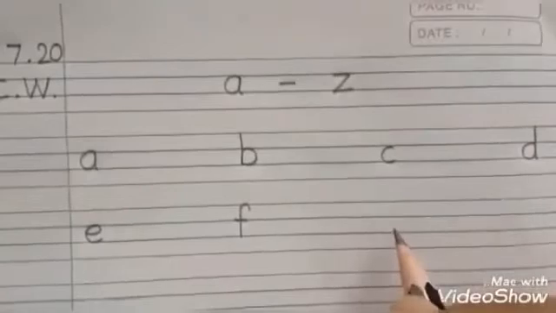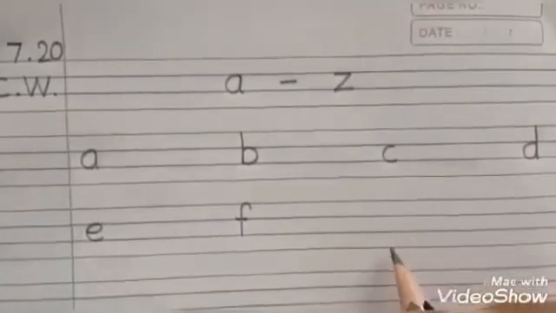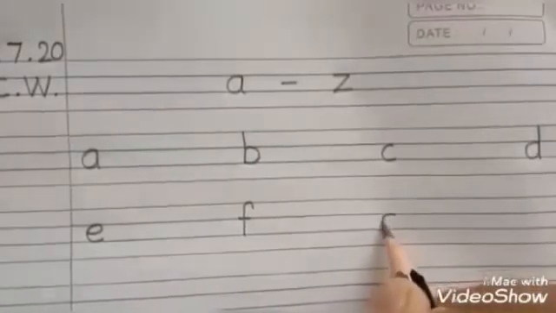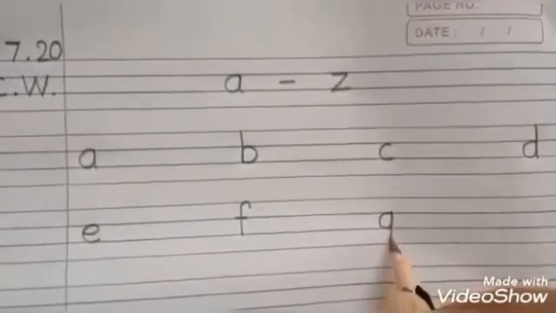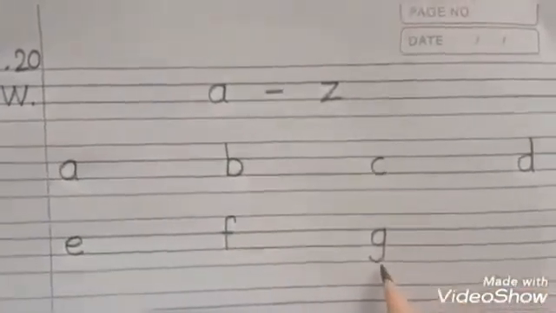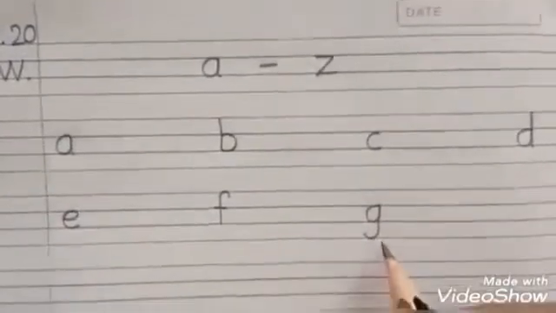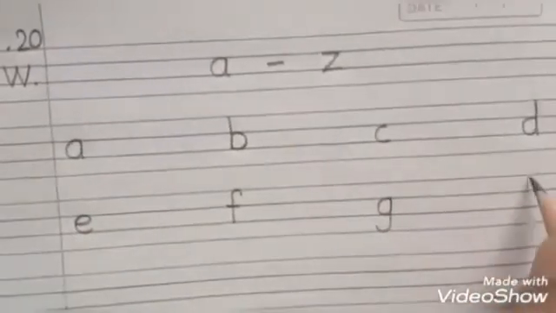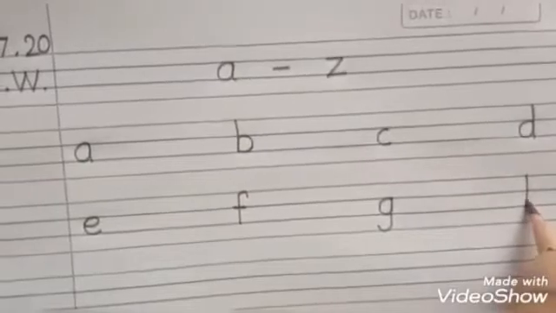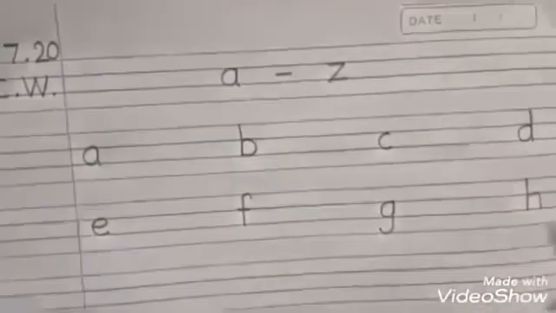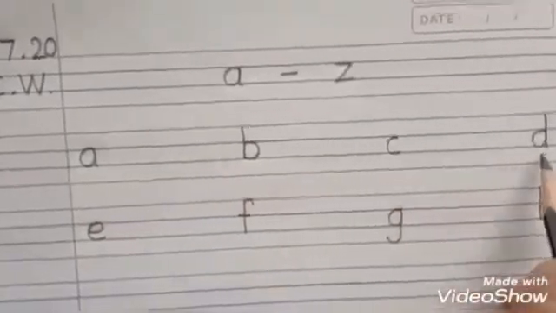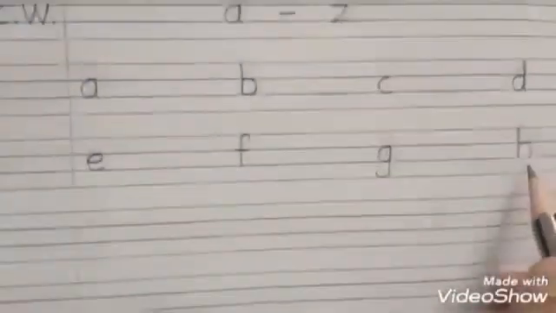Now after F, G. Children, you have to see that G you have to start from the first blue line. So you will write C, go up, come down and then you have to touch the bottom red line. So this is letter G, and after G the next letter is H. For H, standing line first and then go up and bumpety. H. A, B, C, D, E, F, G, H.